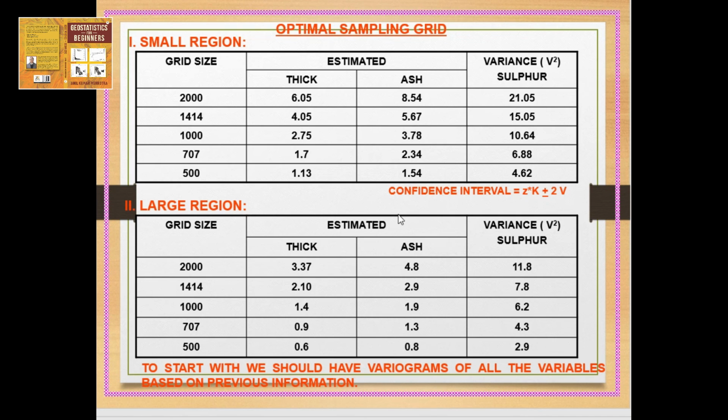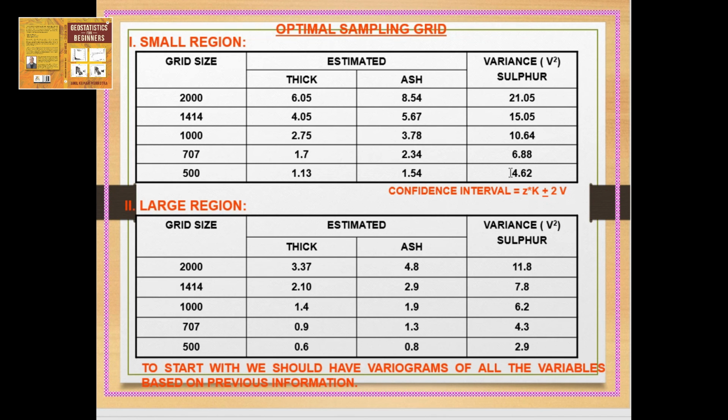So similarly for large region, this exercise is shown. You can go through it. From a 2000 meter grid to 500, for thickness 3.37 in 2000 meter grid, the variance reduces to 0.6 in 500 meters grid, and ash from 4.8 it goes to 0.8, sulfur 11.8 to 2.9.